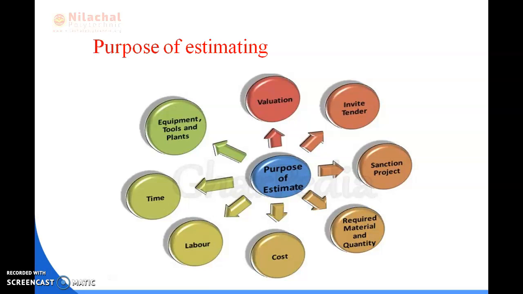Then, required material and quantity. Once the design is ready, one can work out a detailed estimate, and based on the same, one can work out the quantity and cost of material required to complete the work. First, we have to know how much quantity of material is required for the particular job. So, material requirement is very much important. By estimation, we define cost, time, and material requirement also.